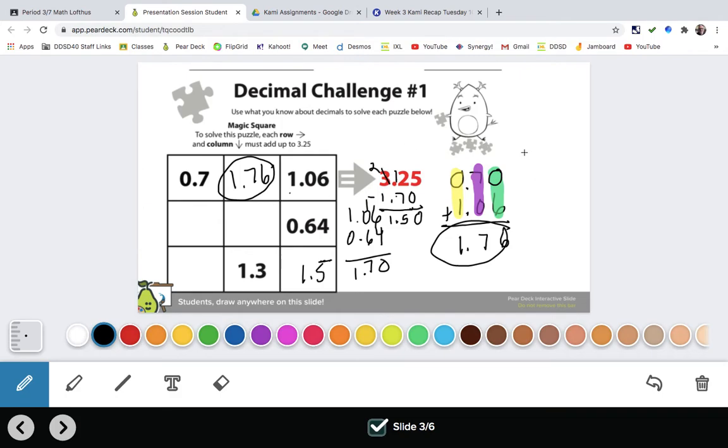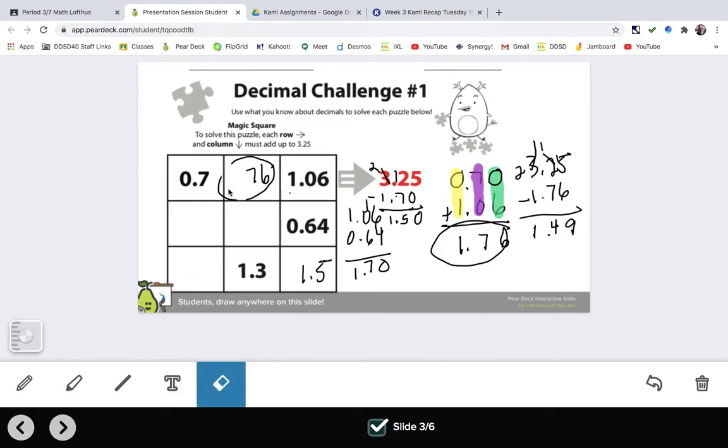I have to subtract 1.76 from 3.25. So I have to line them up. 15 minus 6 is 9. 11 minus 7 is 4. Put the decimal point right there, 2 minus 1. So it's 1.49. So that is not 1.76, because if I added those together, I wouldn't have got 3.25.